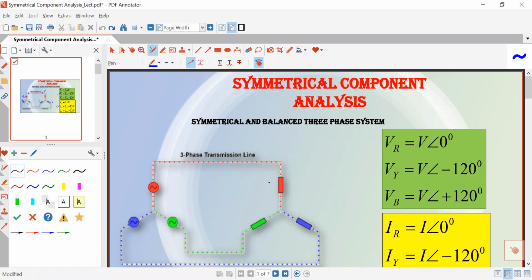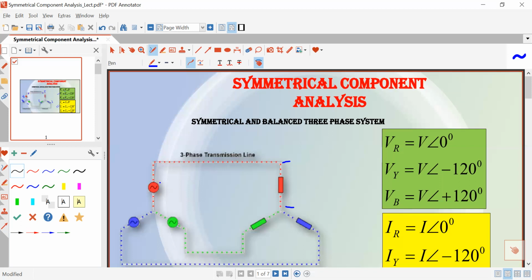So the meaning of balanced three-phase voltage is that the magnitude of the phase voltage of each phase is the same, and the angle or phase difference between any two phase voltages is 120 degrees. Then you can say the set of these three voltages makes a balanced three-phase system.